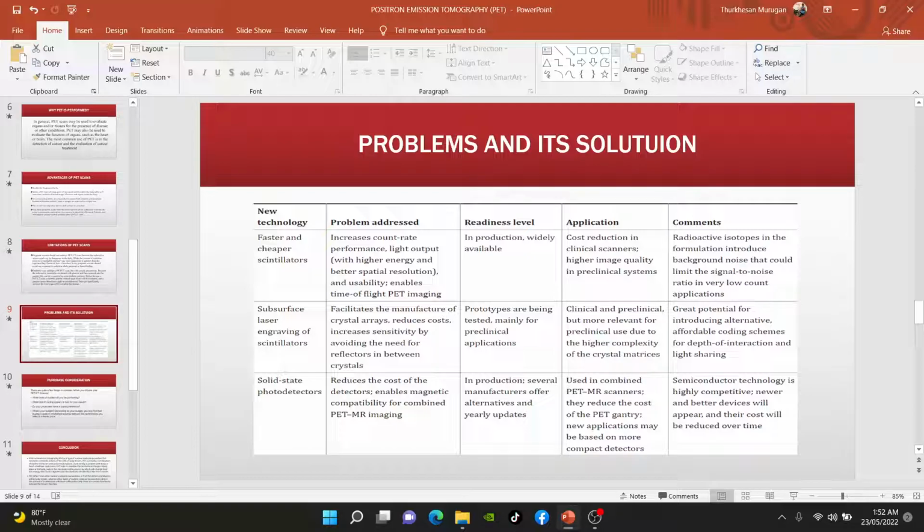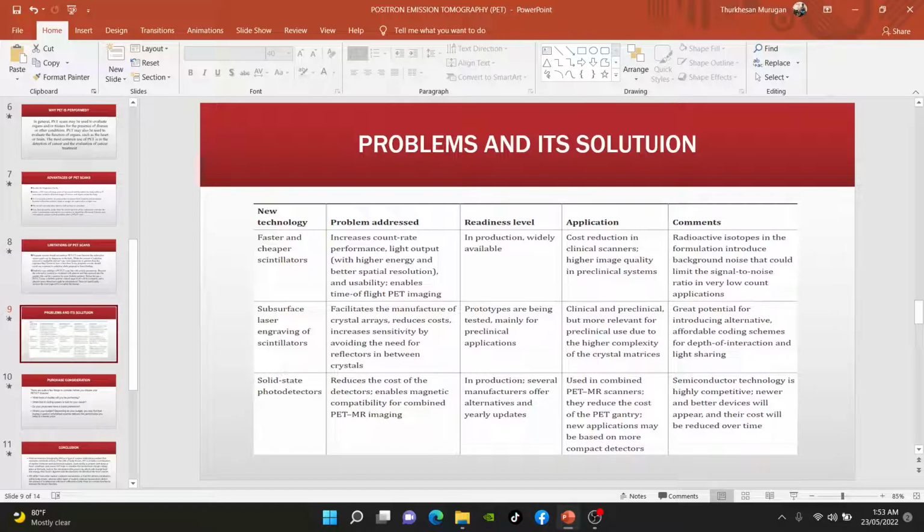The next problem is to facilitate the manufacture of crystal arrays, reduce cost, and increase sensitivity by avoiding the need for reflectors in between crystals. The solution is subsurface laser engraving of scintillators. The application is to clinical and preclinical, but more relevant for preclinical use due to the higher complexity of the crystal matrices.